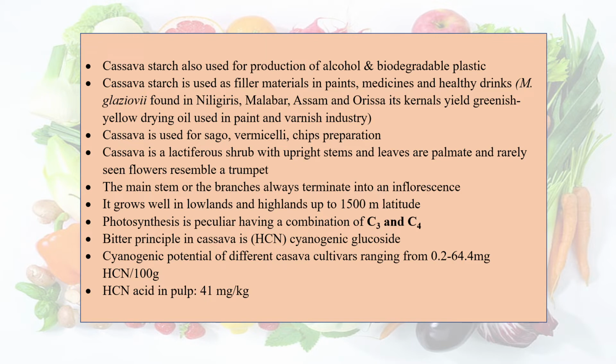Photosynthesis is peculiar, having a combination of C3 and C4. We call cassava a C3 and C4 plant. The bitter principle in cassava is HCN, cyanogenic glucoside. It is also a very important bit. Cyanogenic potential of different cassava cultivars ranges from 0.2 to 64.4 mg HCN per 100 grams. HCN in pulp is 41 mg per kg.